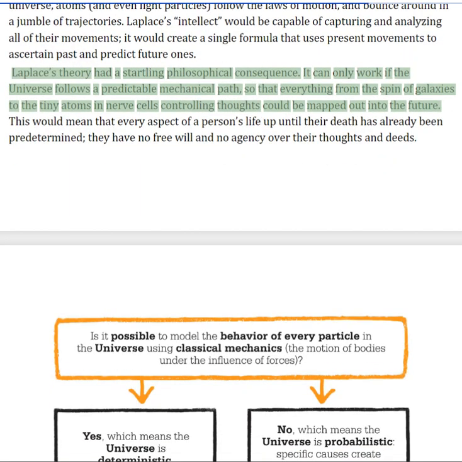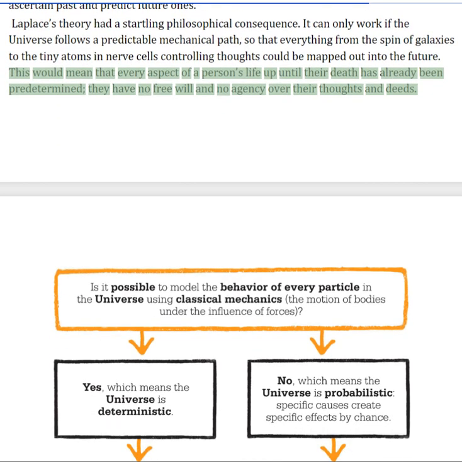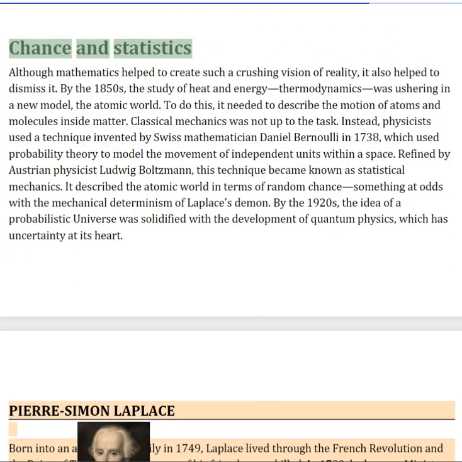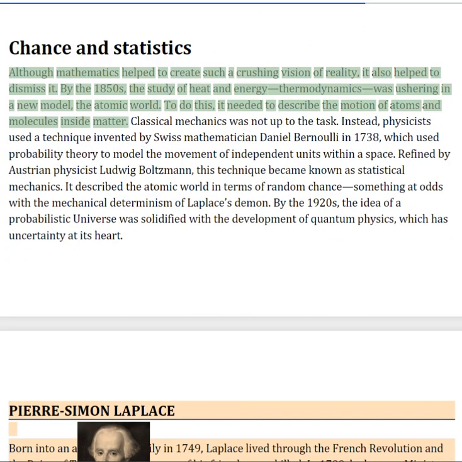Laplace's theory had a startling philosophical consequence. It can only work if the universe follows a predictable mechanical path, so that everything from the spin of galaxies to the tiny atoms and nerve cells controlling thoughts could be mapped out into the future. This would mean that every aspect of a person's life up until their death has already been predetermined. They have no free will and no agency over their thoughts and deeds. Chance and statistics. Although mathematics helped to create such a crushing vision of reality, it also helped to dismiss it.